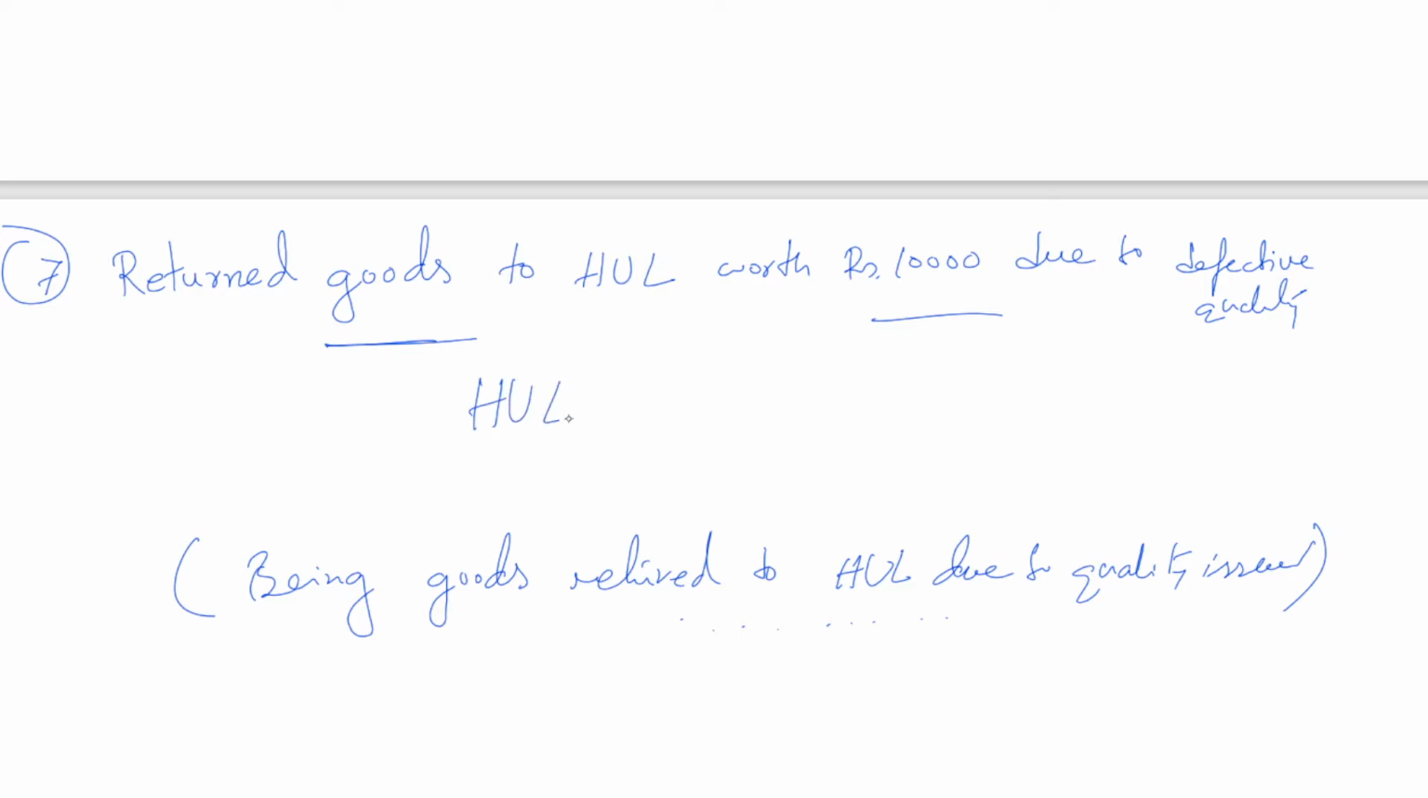HUL will be debit, no? We are just returning that goods. HUL debit 10,000 to purchase return, purchase return 10,000. Okay. So this is the thing. Earlier we credited HUL, now we are debiting. So this is the right entry. HUL debit to purchase return, correct.